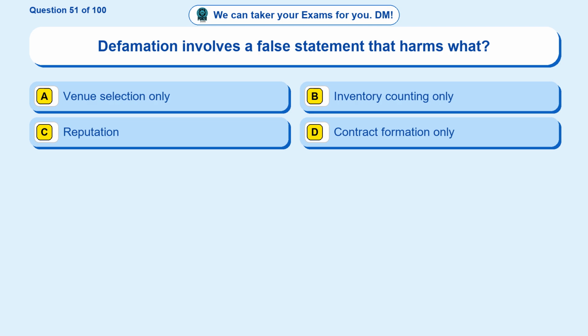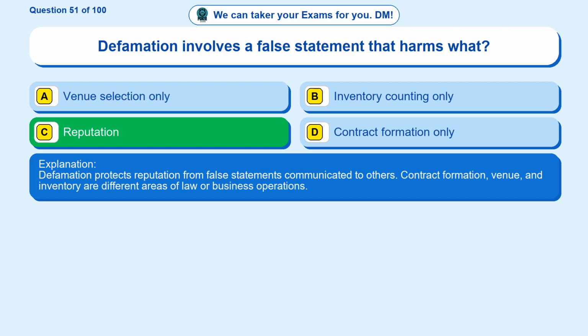Question 51. Defamation involves a false statement that harms what? Option A, venue selection only. Option B, inventory counting only. Option C, reputation. Option D, contract formation only. The correct answer is option C. Reputation. Defamation protects reputation from false statements communicated to others. Contract formation, venue, and inventory are different areas of law or business operations.